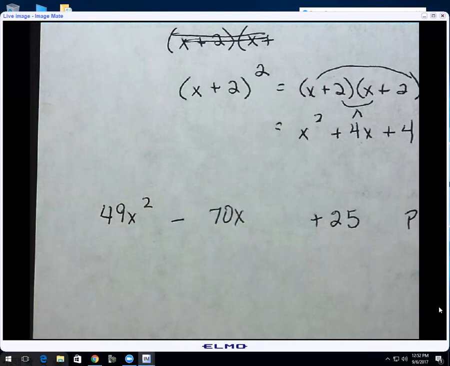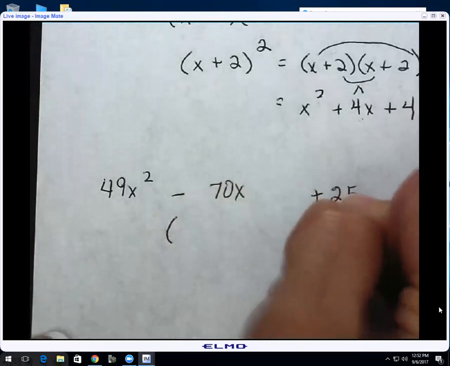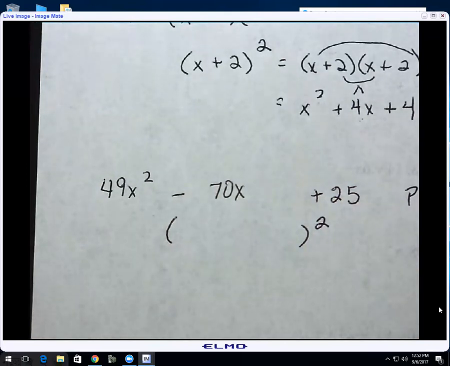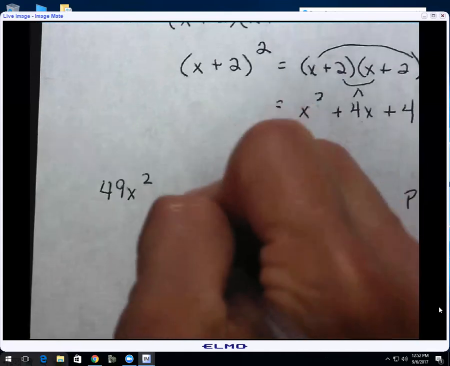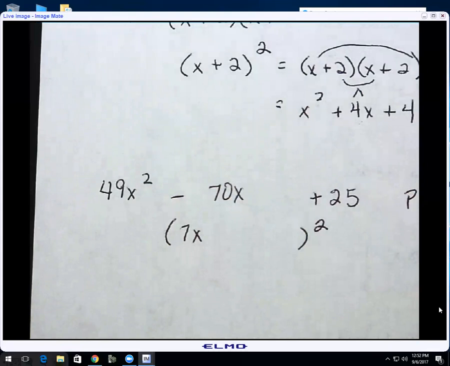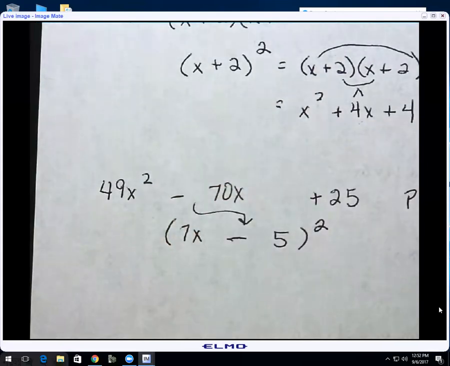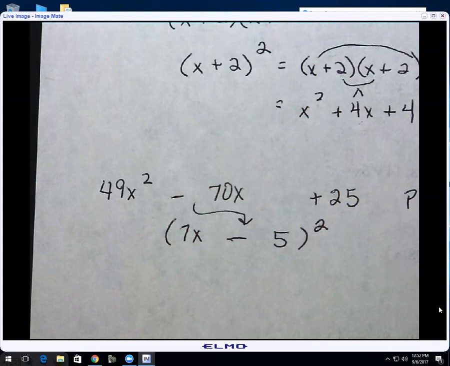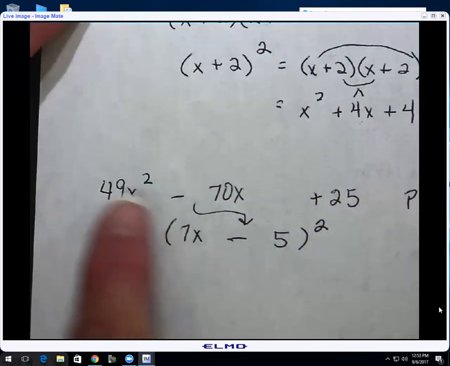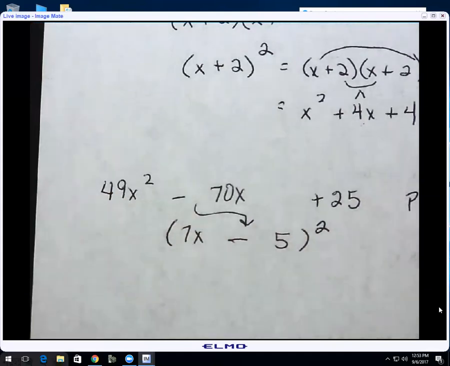One parenthesis with a square outside is always what your answer to a perfect square trinomial looks like. And inside that parentheses, the square root of the first term, the square root of the last term, and always the sign of the middle term. To check that, you would write down 7x minus 5 times 7x minus 5. If you fold that back out, it would give you the exact perfect square trinomial we started with.